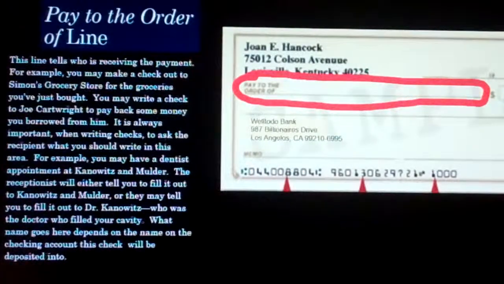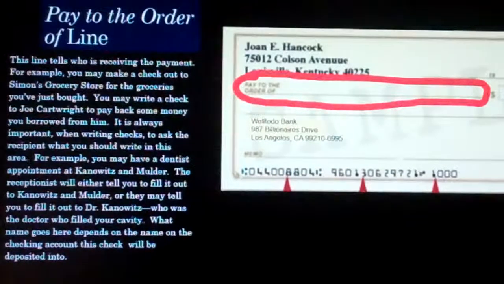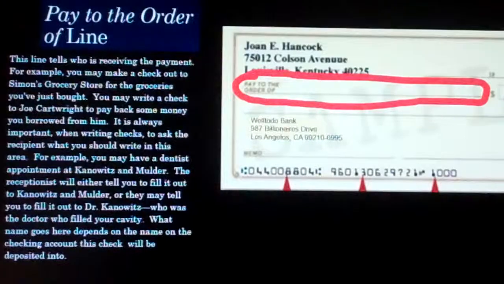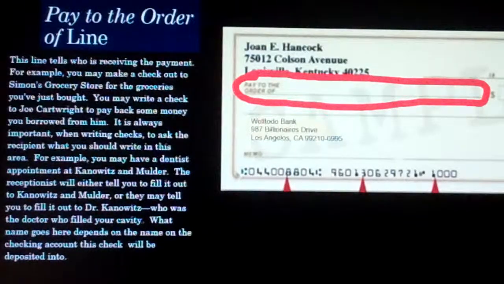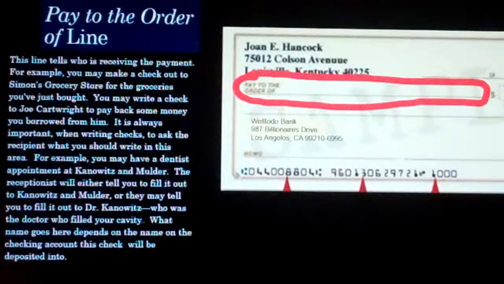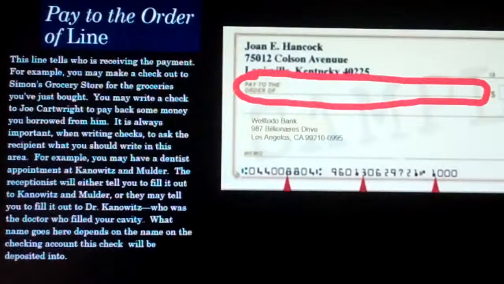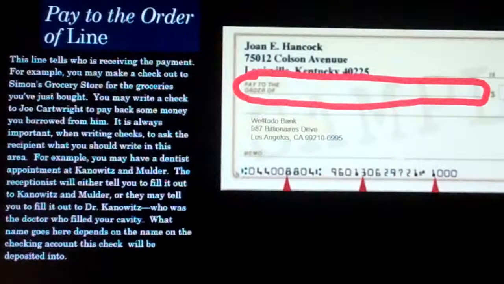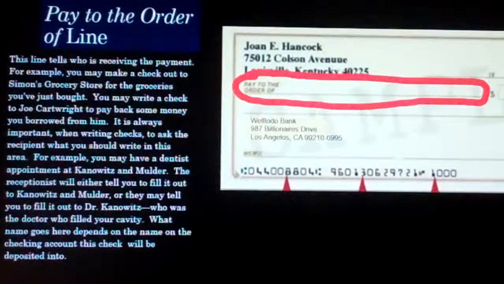For example, you may have a dentist appointment at Kanowitz and Mulder. The receptionist will either tell you to fill it out to Kanowitz and Mulder, or they may tell you to fill it out to Dr. Kanowitz, who is the doctor who filled your cavity. What name goes here depends on the name on the checking account this check will be deposited into.